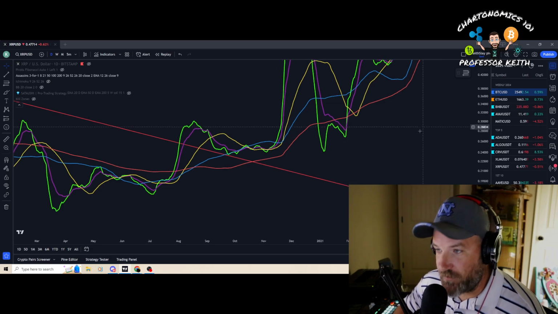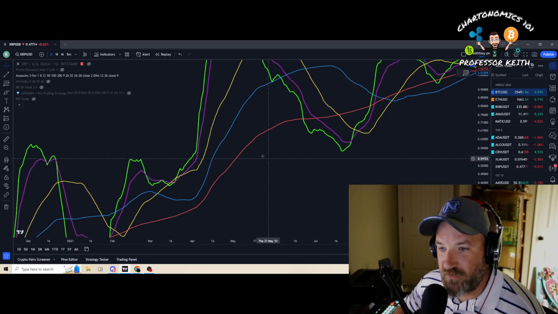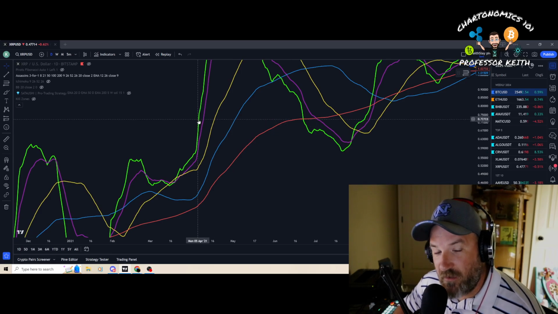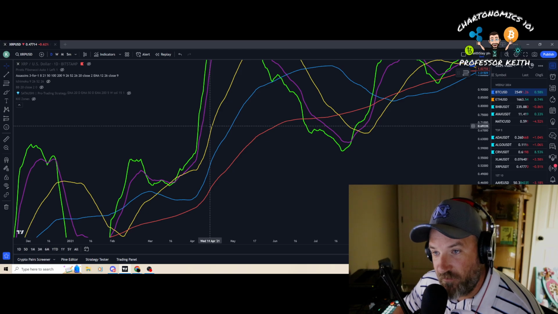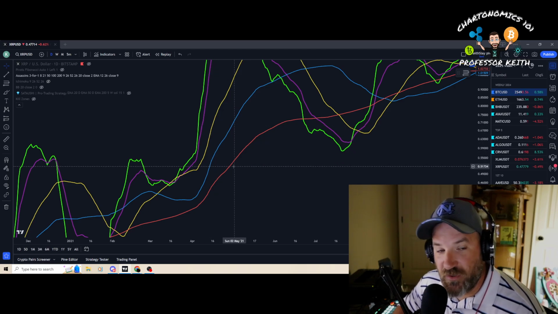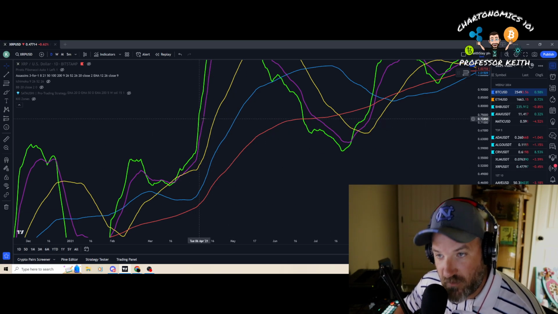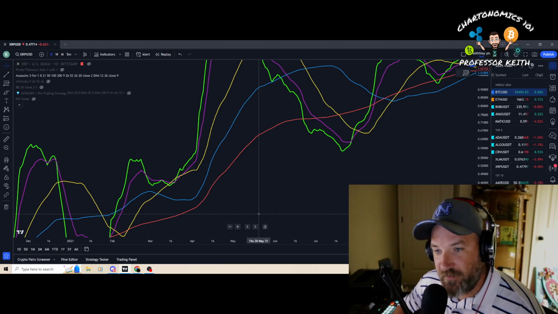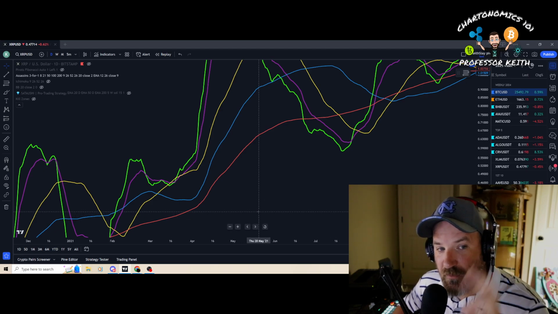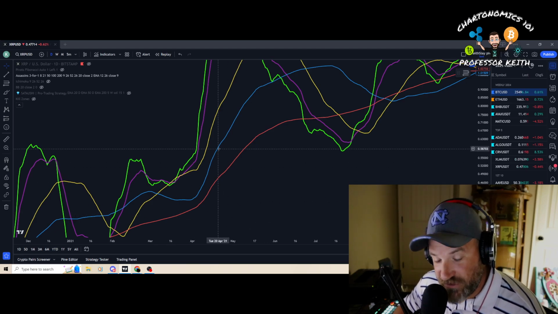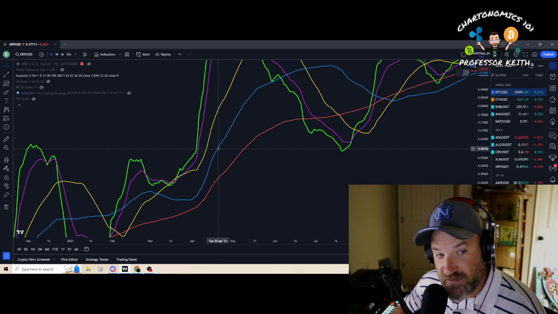What is the correct order? That's right here. 8 EMA, green line. 21 EMA, purple line. 50, 100, 200 in descending order. All right. 8, 21, 50, 100, 200. Green, purple, yellow, blue, red. That's the perfect order. When you have that, she's free and clear to run until it breaks one of those lines back down.